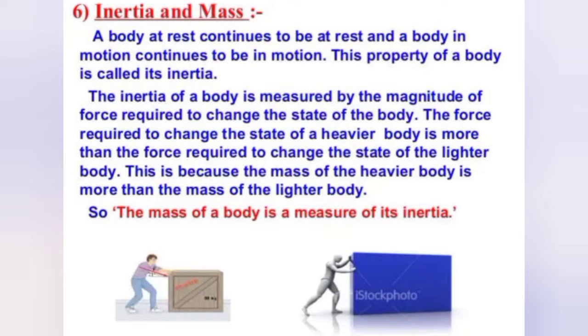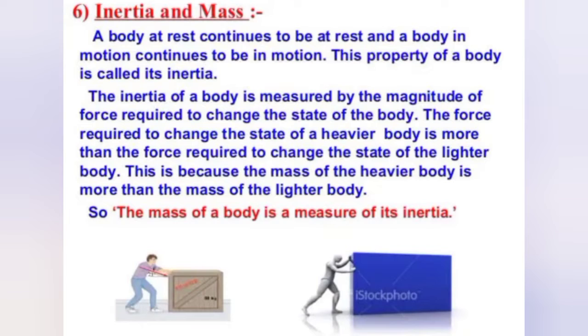A body at rest continues to be at rest, and a body in motion continues to be in motion. This property of a body is called its inertia, and the inertia of a body is measured by the magnitude of force required to change the state of the body. The force required to change the state of a heavier body is more than the force required to change the state of a lighter body. This is because the mass of the heavier body is more than the mass of the lighter body. So the mass of the body is a measure of its inertia.